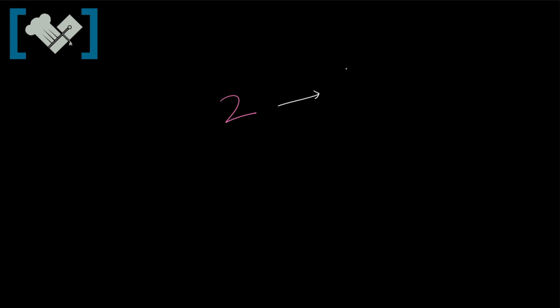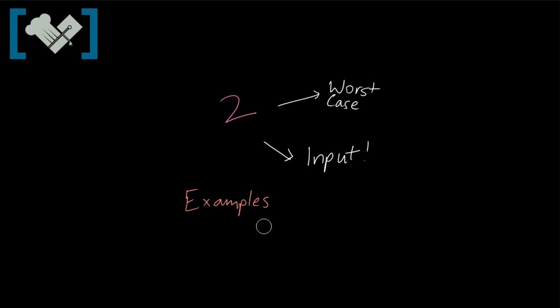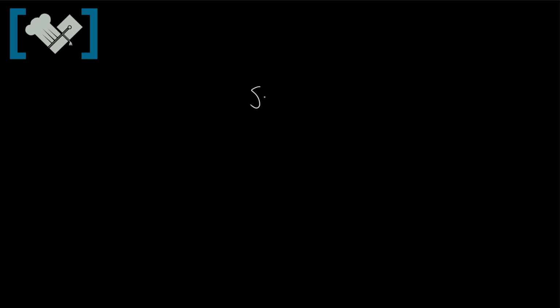One was that we have to examine the worst case scenario, and the other was that we analyze these two areas based on input. Well, the best way to understand this topic is to go through some examples first, then discuss them in theory. Let's say we have a function that swaps two strings.